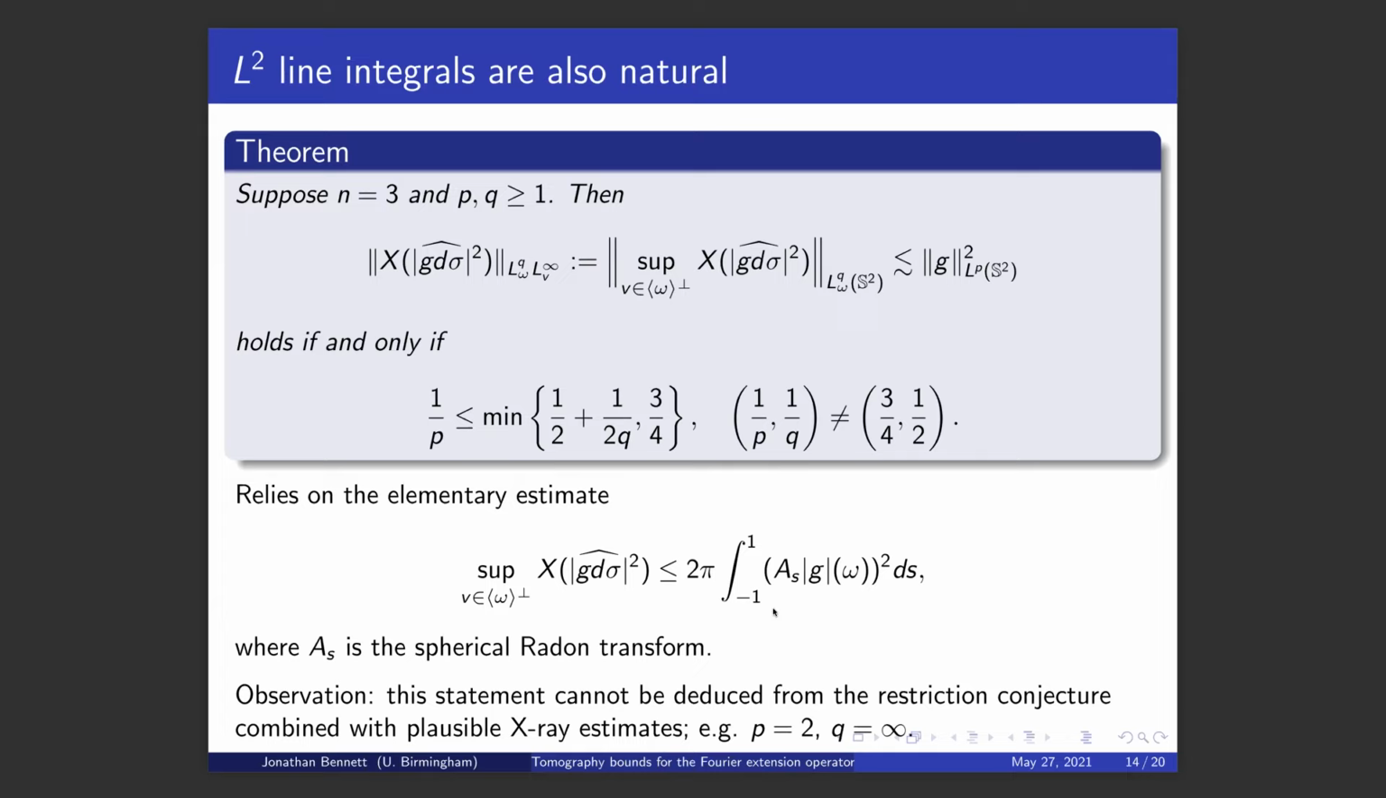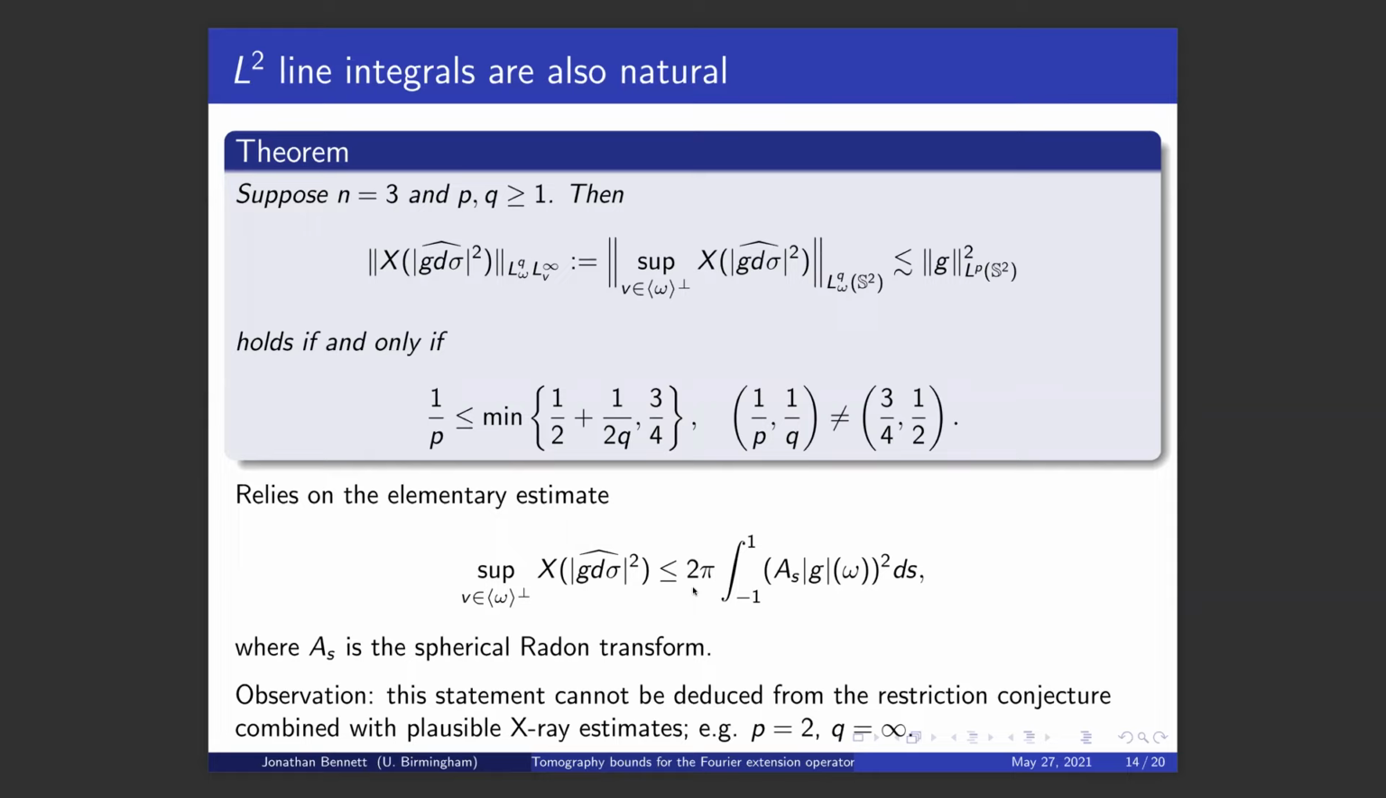So it turns out that this Kakeya maximal function applied to |g dσ hat|² is bounded by a certain square function expression, or certain quadratic expression, involving this spherical Radon transform, where I will now consider spherical Radon transforms involving all possible distances s. So when s is zero, this computes, as I say, integrals over great spheres, all the way up to s equal to plus or minus one, where it is effectively a point evaluation at the antipodal points, at the poles, if you like.